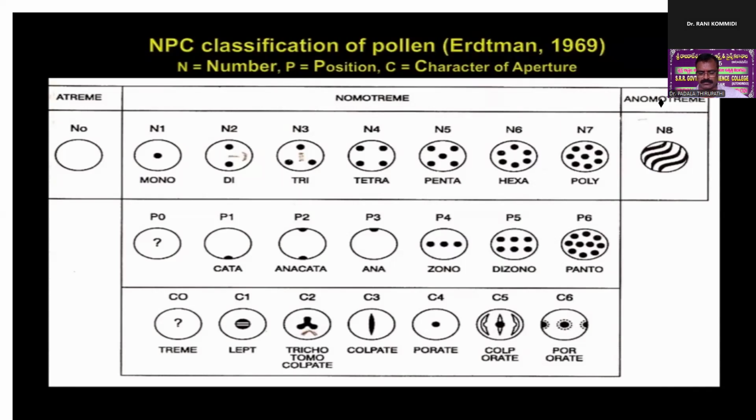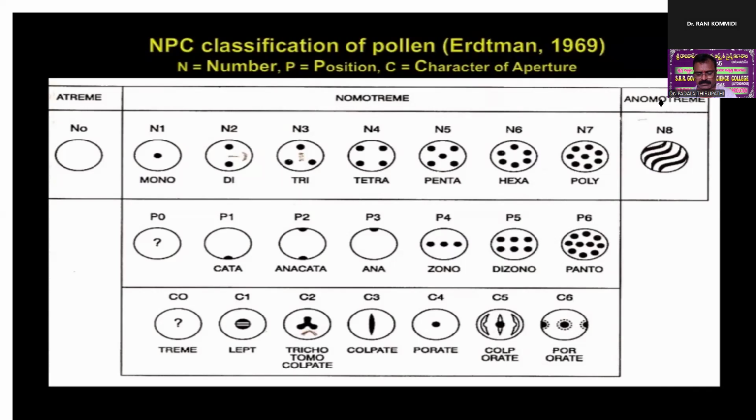In pantotreme, P6, the apertures are globally distributed all over the pollen surface. So that is P6, pantotreme. And as per the same, like position groups, the characteristics groups follow.